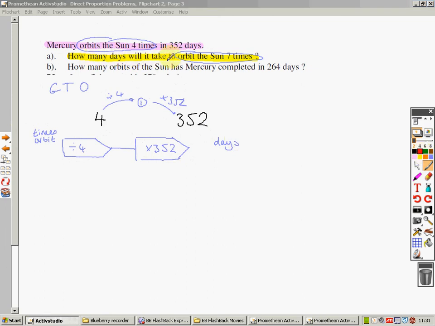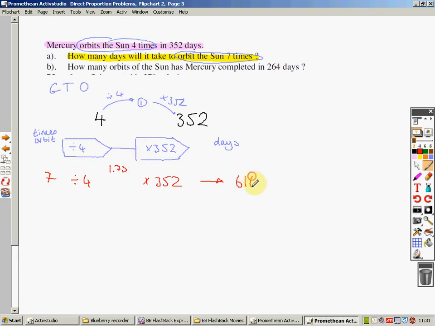How many days will it take to orbit the Sun 7 times? So I want 7 divided by 4 times by 352, and put out the number of days. So 7 divided by 4 is 1.75, times that by 352, and it comes out as 616 days. I can now use my little check if I want to use my check.